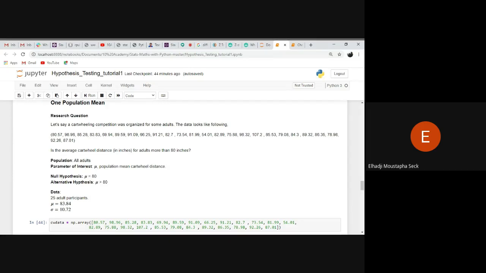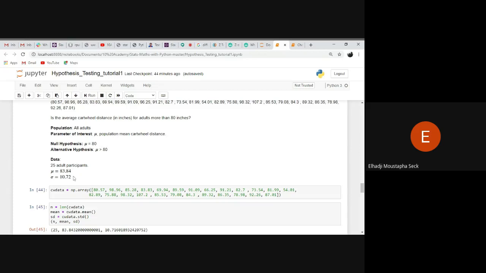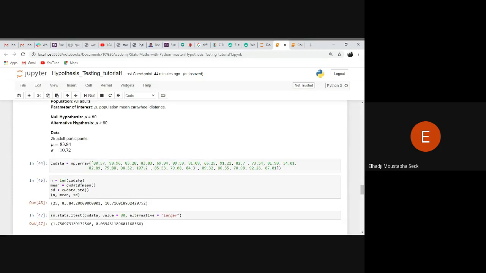So we have this. This is the null hypothesis. It assumes that it's equal, like the mu is equal to 80 inches. But the alternative hypothesis said no. So this data, this is the standard deviation and the mean. You can know it directly from here.